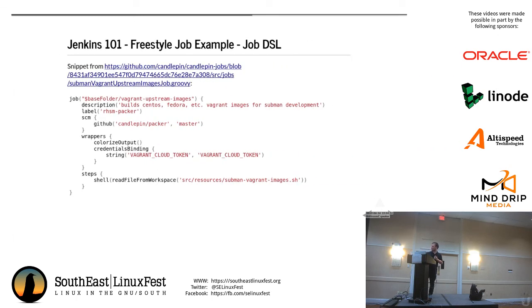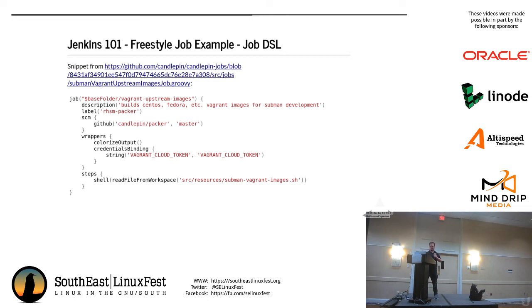Something that we started doing, which I think is useful, but also requires a little bit more investment in terms of skill, is there is a DSL that you can use to create jobs. This is really just a way of taking all of the same information that you'd put in that UI and putting that into code. So the job DSL is a Groovy-based DSL. I pulled up an example from one of our jobs, and I'll talk through it a little bit.